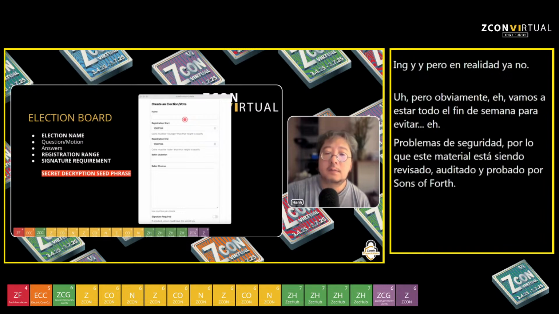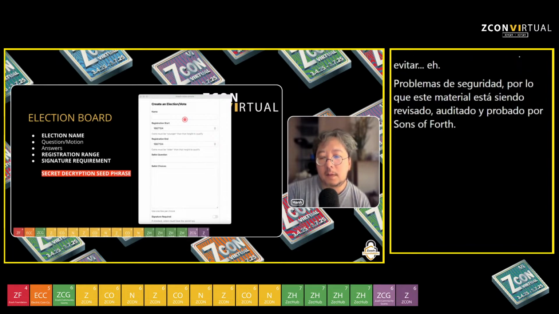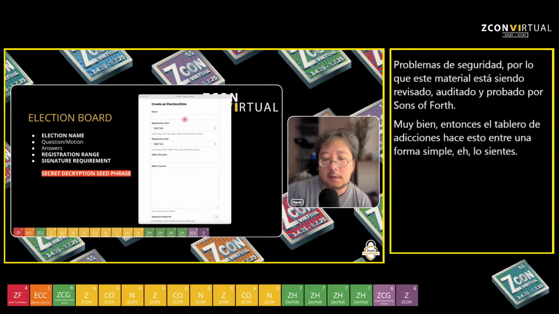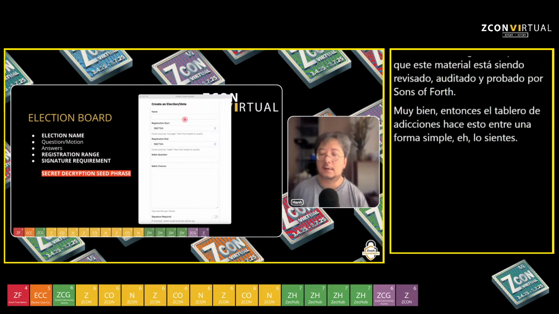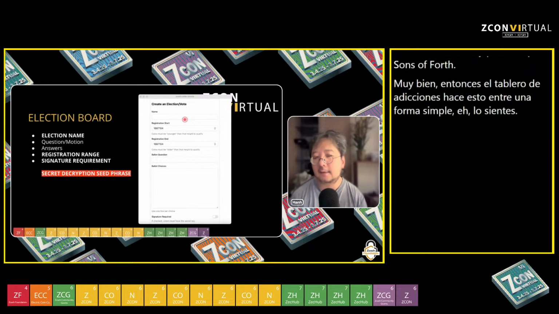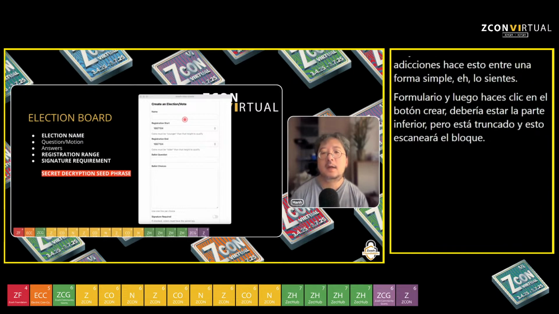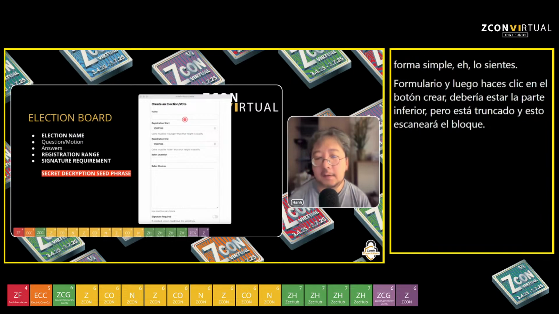All right. So the election board does this. It's just a simple form. You fill the form and then you click on the button create. That should be at the bottom, but it's truncated. And this will scan the blockchain, do some calculation, create a nice little JSON file that has all this information packaged, and is off to the next participant in the chain.